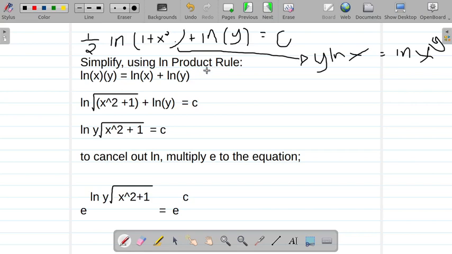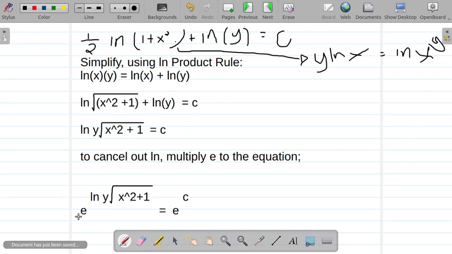Then, using the product rule, the summation of ln square root of x squared plus 1 plus ln of y is equals to c. We can also combine the two. So, ln of y square root of x to the power of 2 plus 1 is equals to c. Then, since both terms are in ln, we can raise this to the power of e. e to the power of ln of y multiplied by square root of x squared plus 1 is equals to e to the power of c.